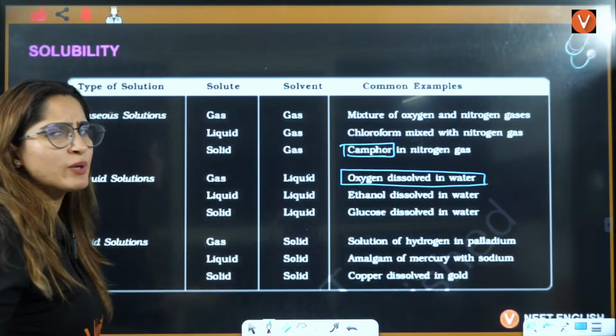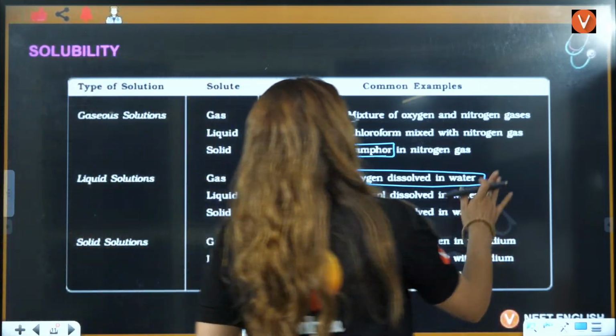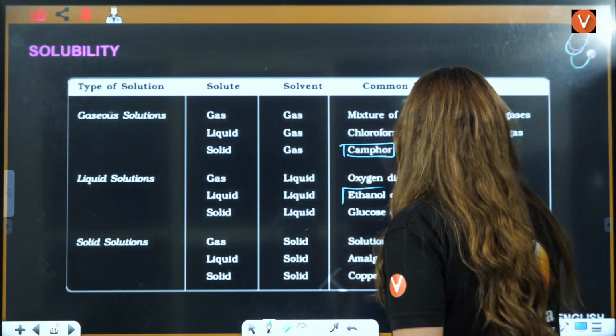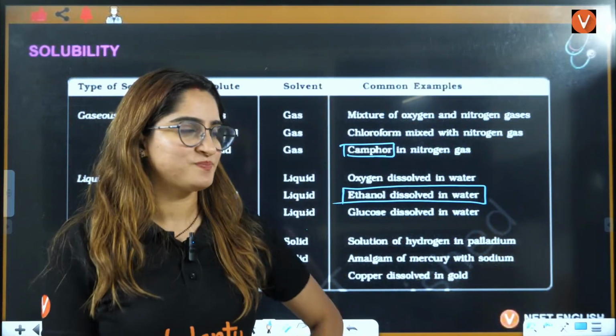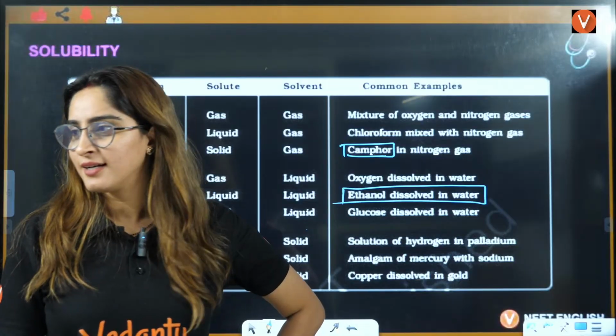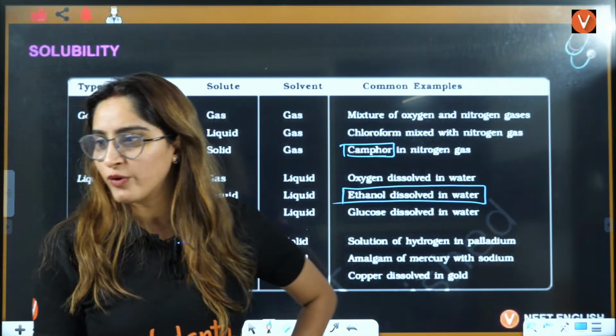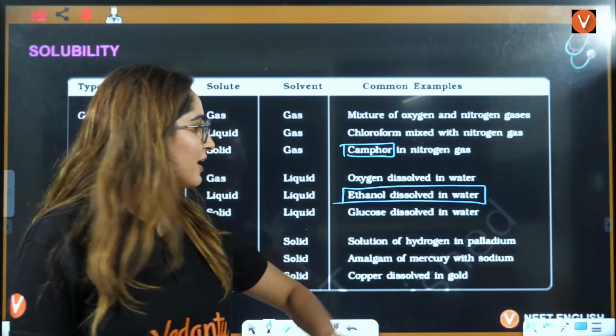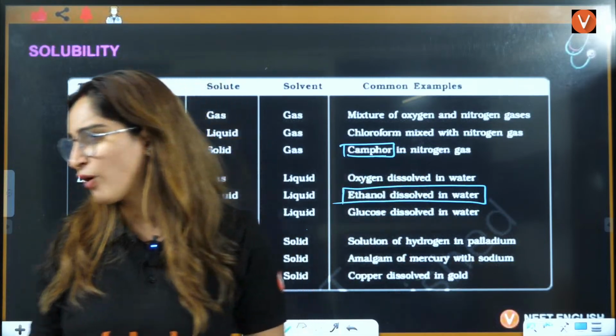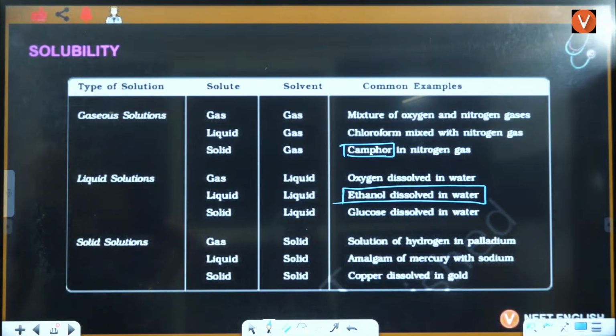Then liquid and liquid, very simple. Okay, tell me what is this? What is this? Anyone of you? Let me see. Not intelligent, right? Like totally, ma'am, we know everything. Ma'am, you asked us and we'll shoot the answer. Right? Ethanol. What is ethanol?